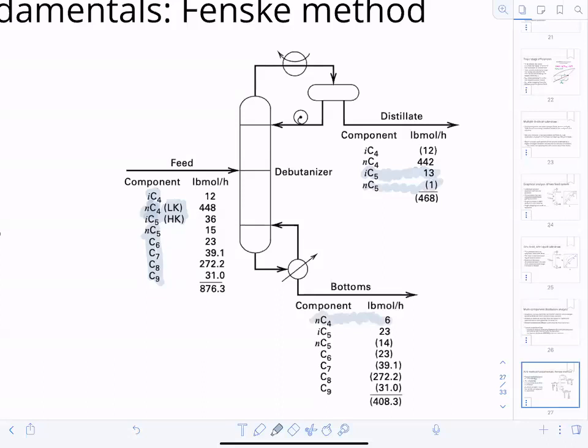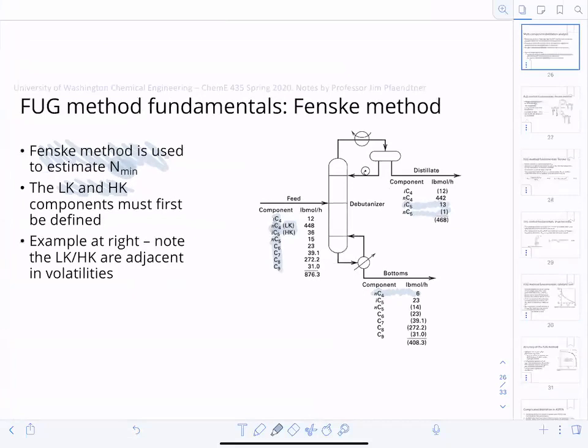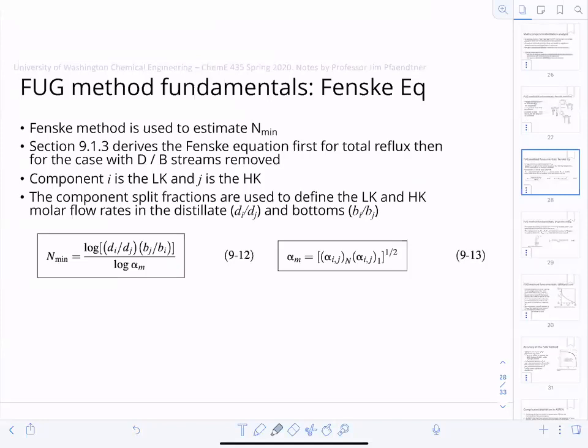And that's reflected in the fact that we need that information for the calculation of Nmin with the Fenske method. So you'll remember that we use those light key and heavy key split fractions in the shortcut method. And actually that's what appears here in equation 9-12. I'm not going to go through this in great detail. The equation is straightforward, it's just algebra, but what Fenske derived is this equation that relates these quantities here. So D and B are the molar flow rates of the light key and heavy key respectively. And then this quantity here is the relative volatility of the light key and heavy key averaged across the column, or the geometric relative volatility from stage one to stage n given here.